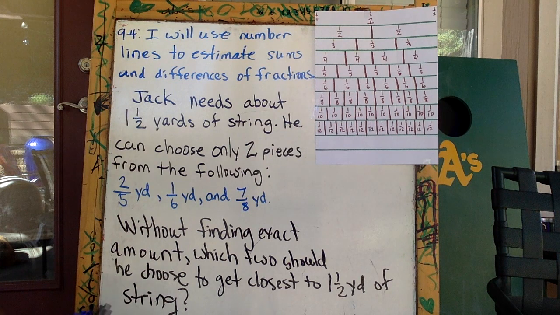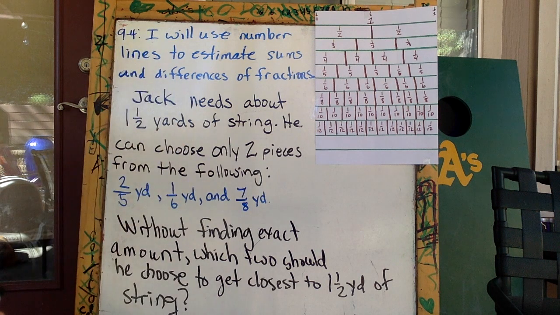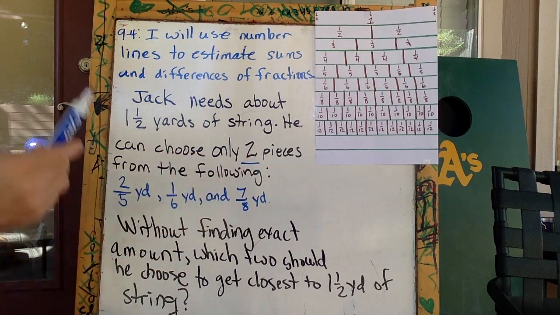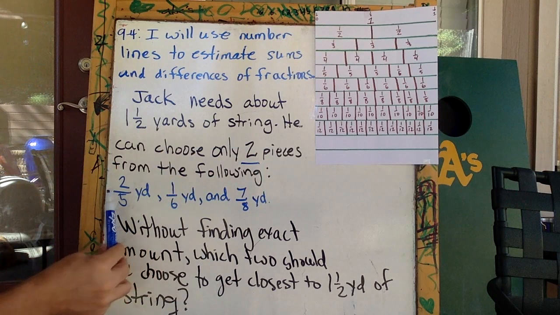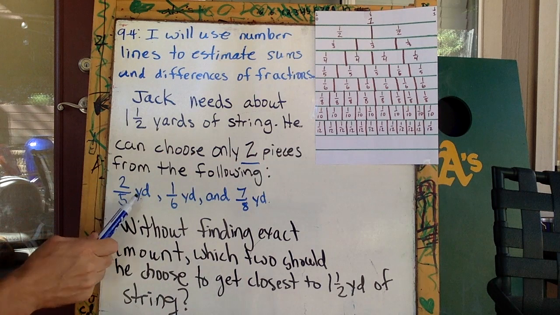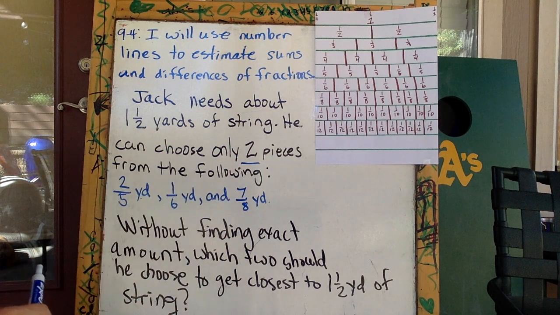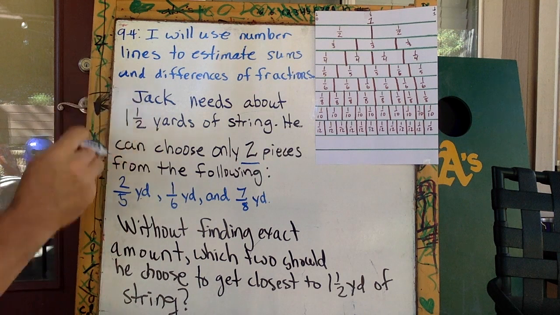All right, so let's go over our problem that we're going to do together, and here it is. Jack needs about 1.5 yards of string. He can choose only 2 pieces from the following. So I want you to imagine that there's already 3 pieces of string laid out on the table for him. One is 2/5 of a yard, one is 1/6 yard, and one is 7/8 yard. He can only choose 2 of these, and he's trying to get as close to 1.5 yards of string as he can.